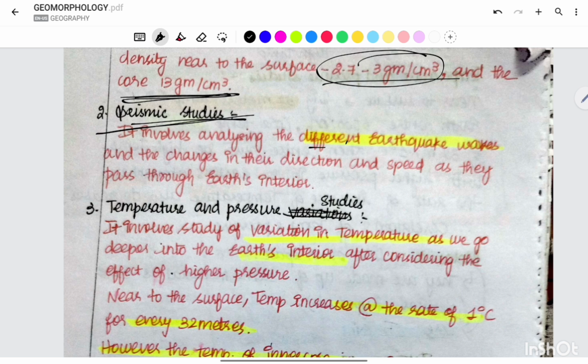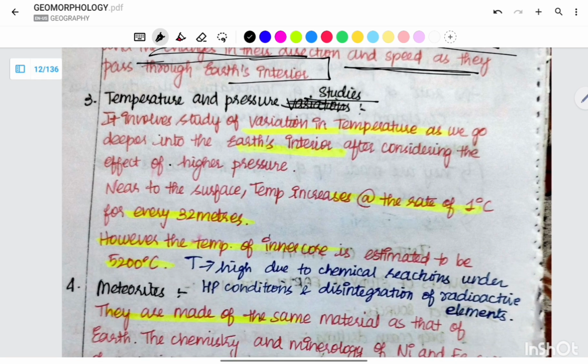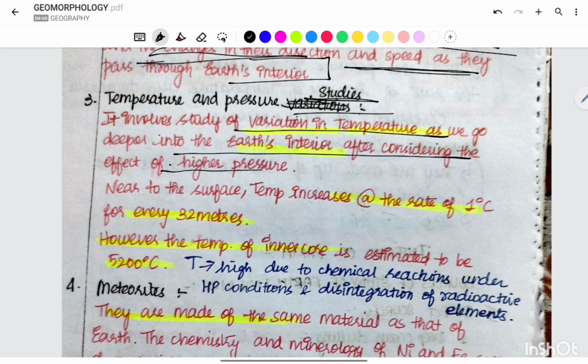Seismic studies involve the different earthquake waves and the changes in their direction and speed as they pass through the interior. Temperature and pressure studies involve the study of variation in the temperature as we go deeper into the Earth's interior after considering the effect of high pressure.